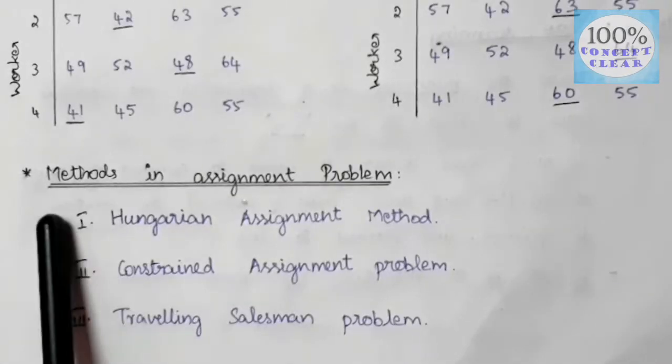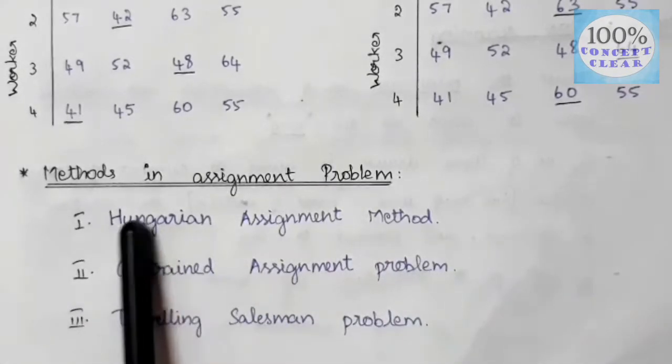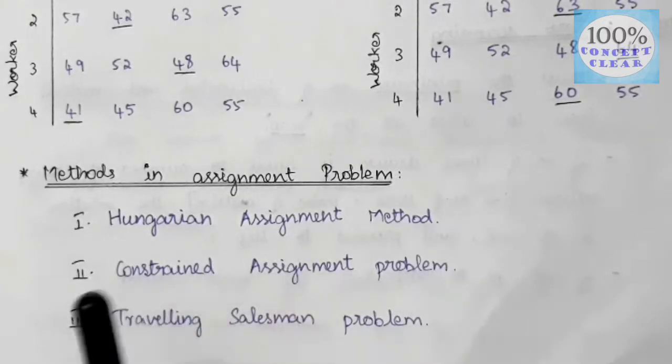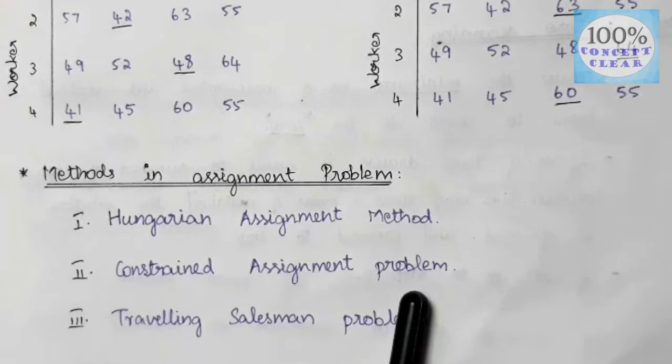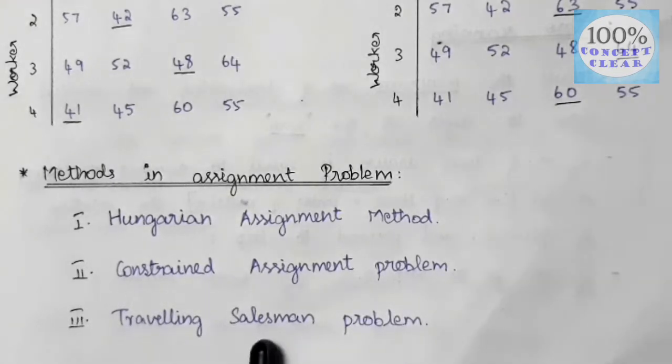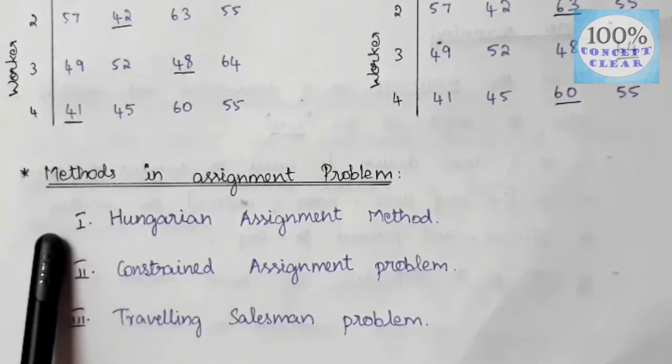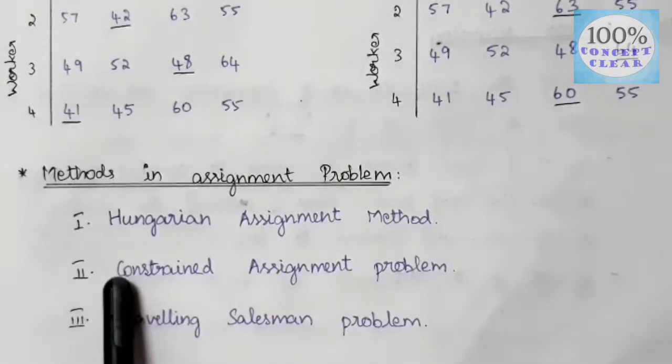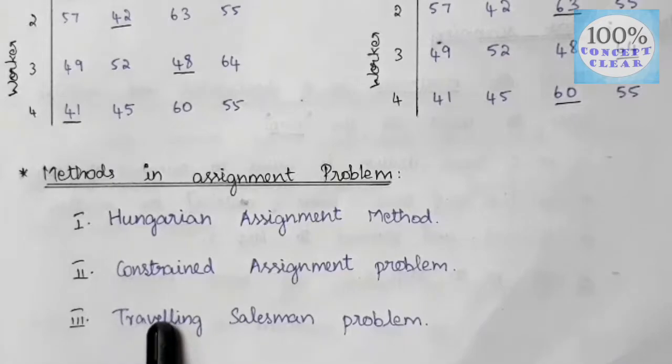Next, methods in assigning problems. So there are 3 methods. First one is Hungarian assignment problem. Second is constrained assignment problem. And third is traveling salesman problem. So in this video we are going to discuss Hungarian assignment problem. I will discuss these 2 methods in a separate video.